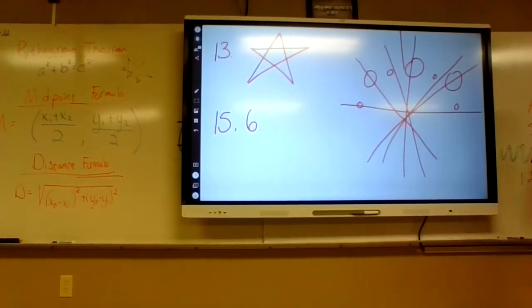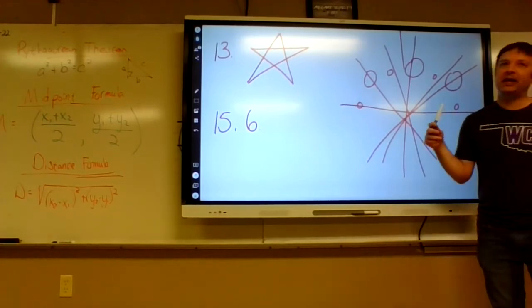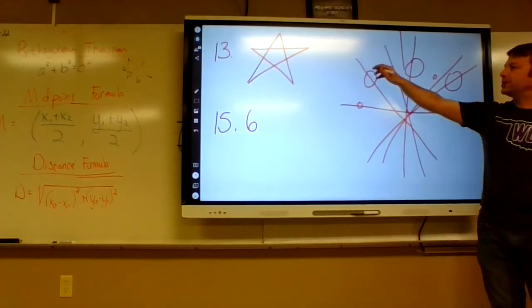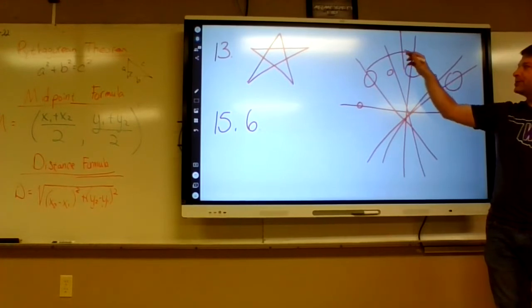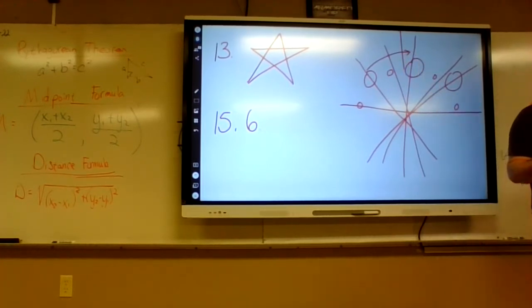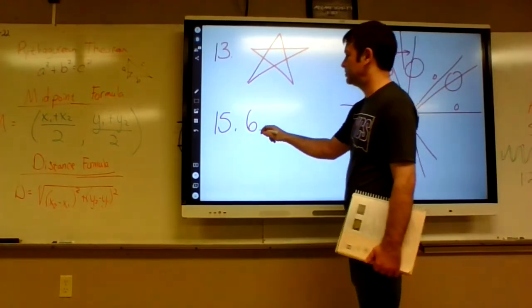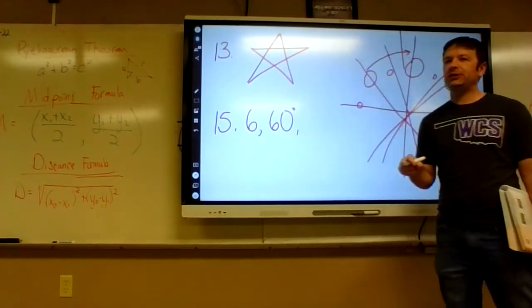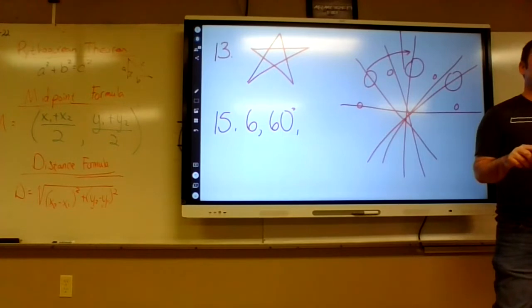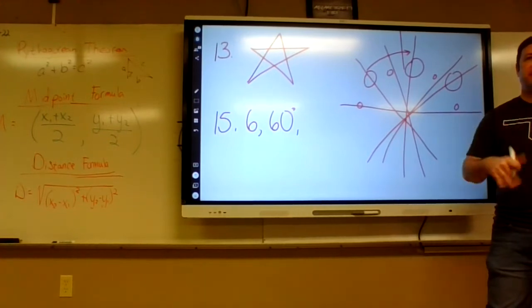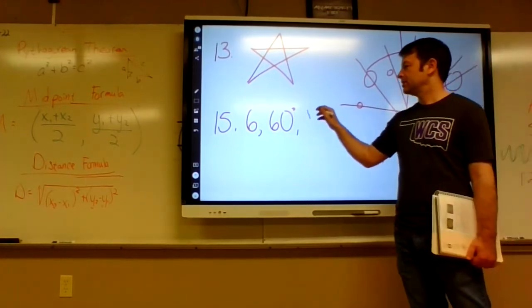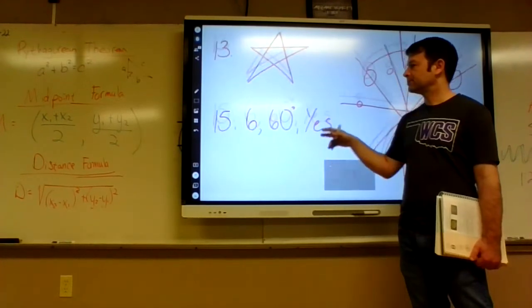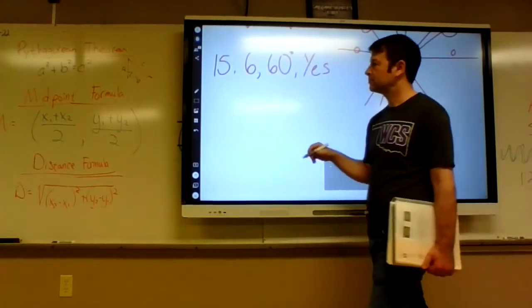How many degrees do we turn it? So from big circle to big circle, how many big circles are there? 6. So 360 divided by 6, 60. 60 degrees. Does it have point symmetry? Yes. There's a big circle on the bottom too, right?